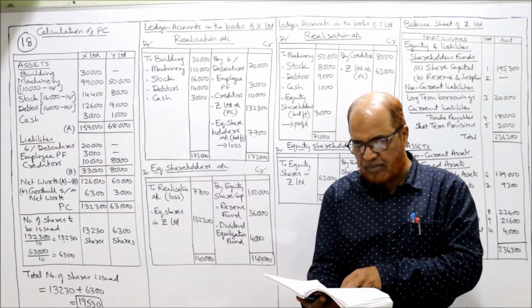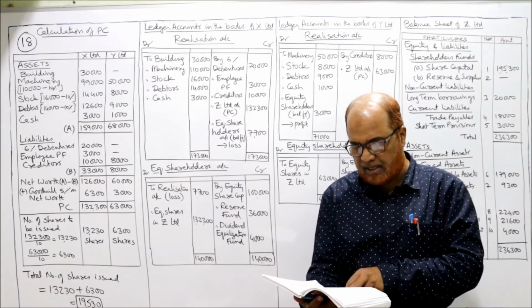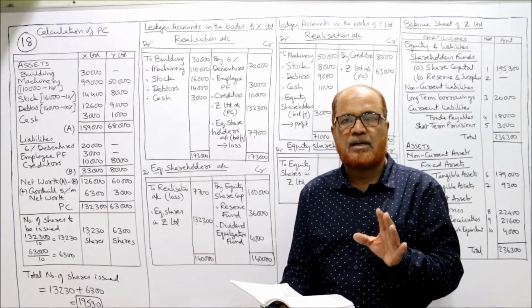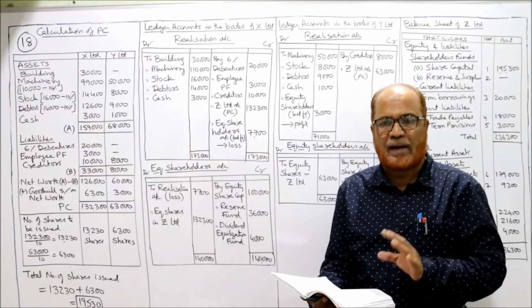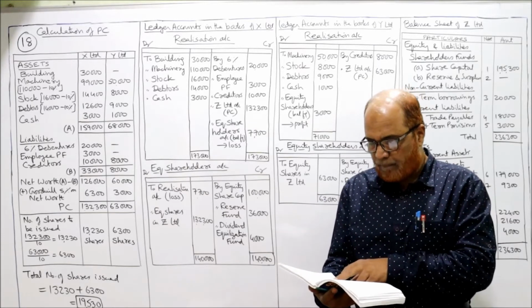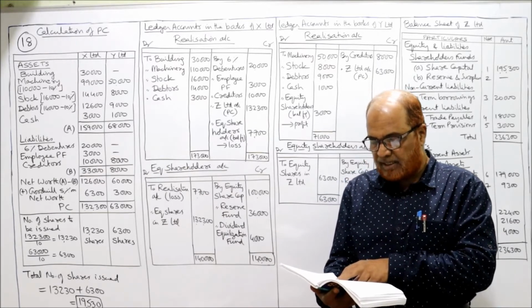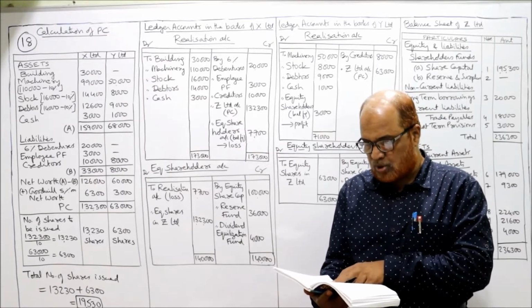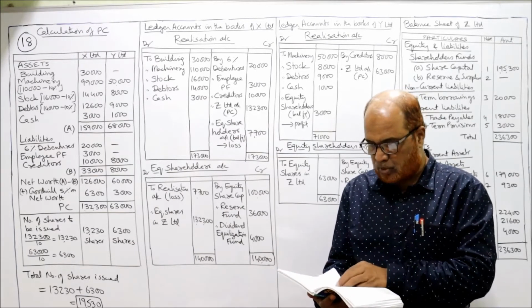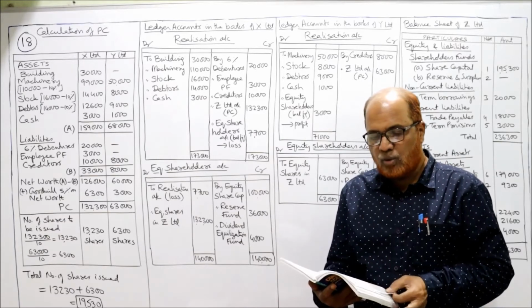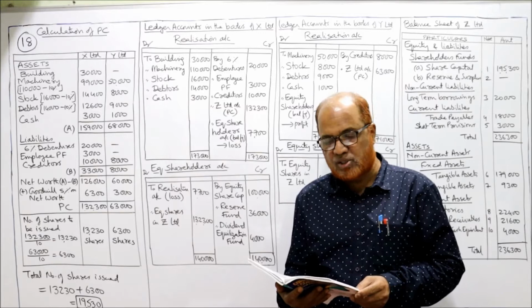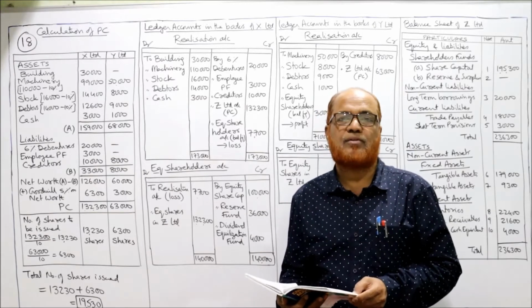So you see, Y Limited has only equity share capital and trade creditors. We don't have any other liability or any other reserves in Y Limited. Now assets. Building X Limited 30,000. There is no building in Y Limited. Machinery is given in both. Stock, debtors, cash given in both. Now the two companies agree to amalgamate and form a new company called Z Limited, which takes over the assets and liabilities of both the companies.